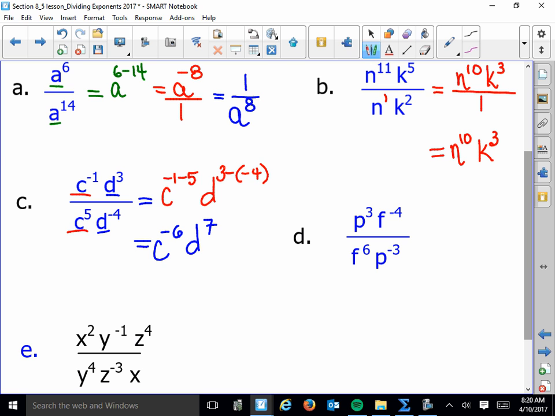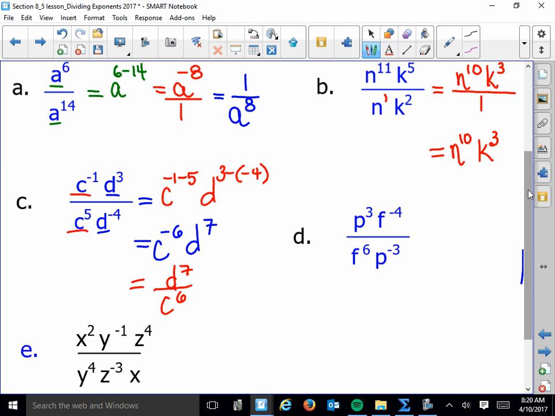Because I want to leave my answer using only positive exponents, I'm going to leave d to the 7th in the numerator, but move c to the negative 6th to the denominator. Once I move it, notice that the exponent is positive.